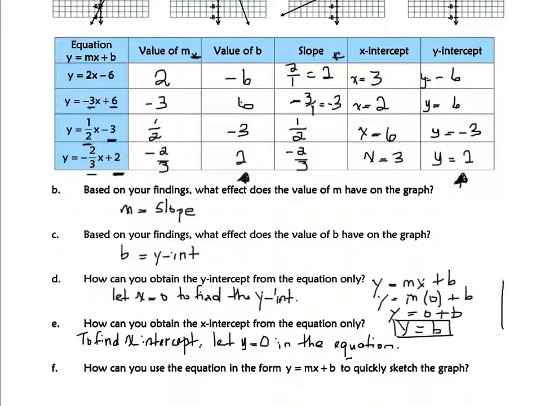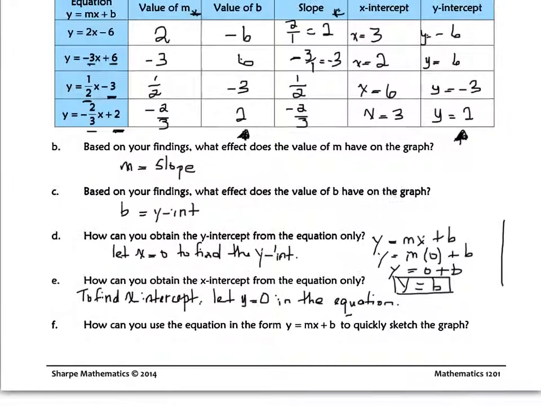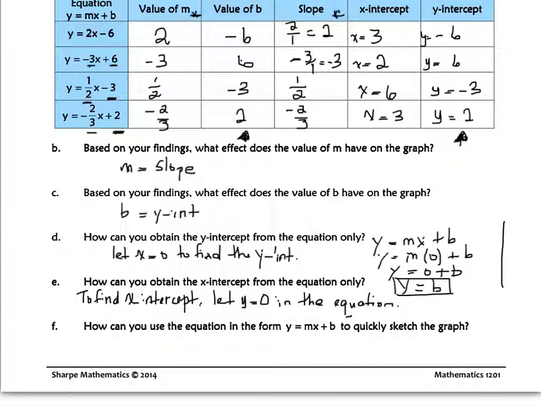Alright, the last question there. It says, how can you use the equation in the form y equals mx plus b to quickly sketch the graph? If you think about what we did in earlier sections, basically we could use the y-intercept as our starting point and then count slope. So we could plot the y-intercept, then count slope, the m value, from this point.